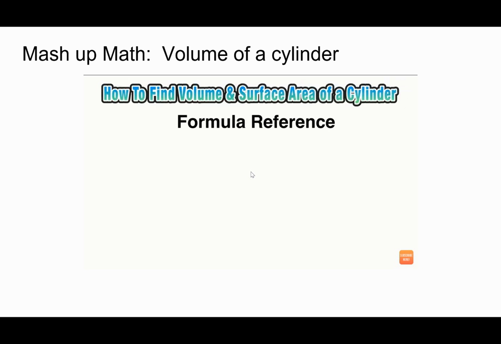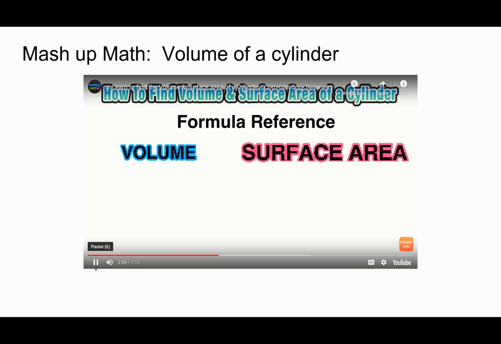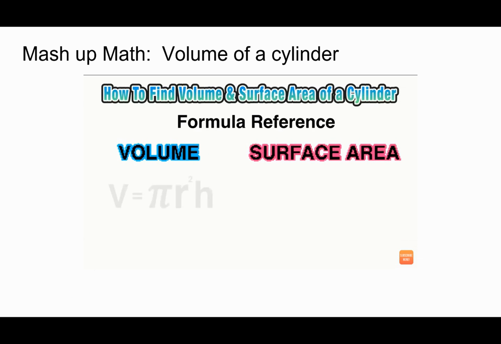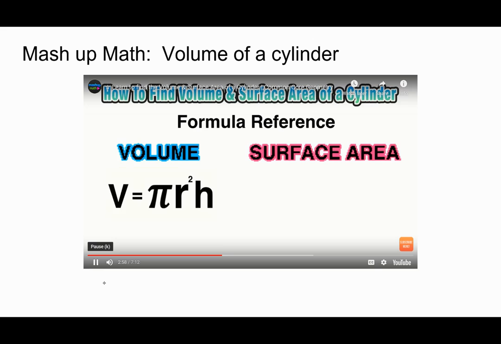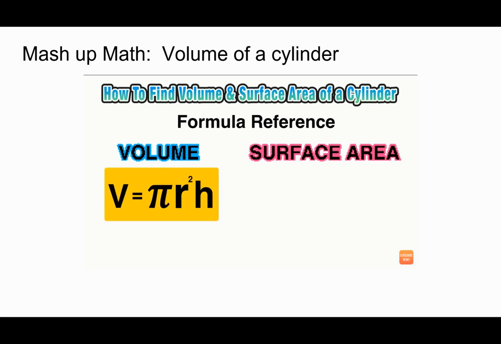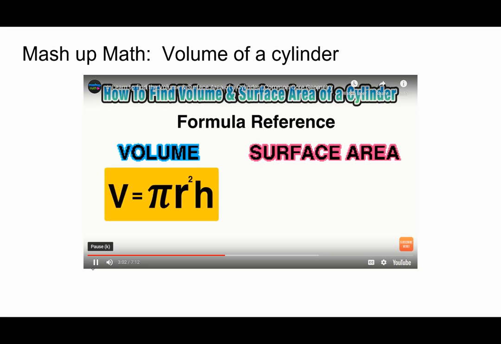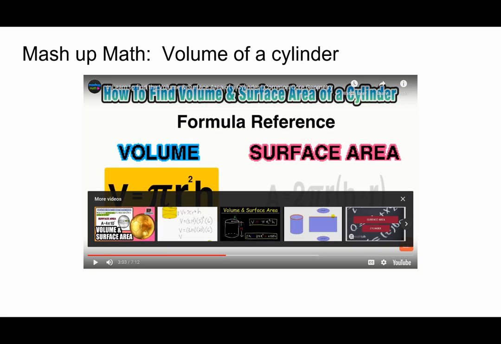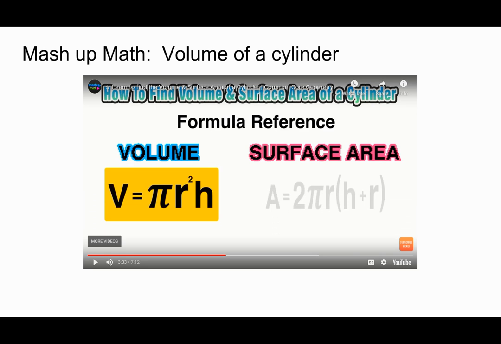So now we're ready to go ahead and familiarize ourselves with the formulas for finding both volume and surface area of a cylinder. The volume of a cylinder can be found by multiplying pi times the radius squared times the height. Okay, so that's the one we're interested in right now.